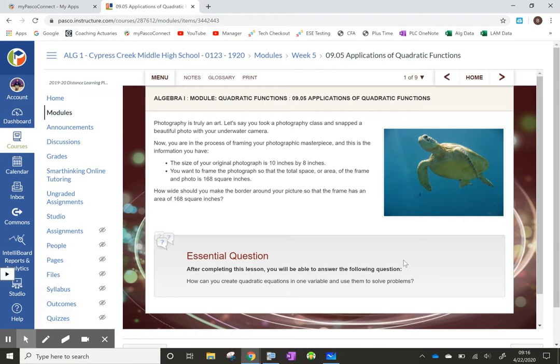So if you're good with the quadratic formula, if you're comfortable with it, then this won't be too much more difficult for you, because the quadratic formula is always going to be the quadratic formula. But we'll see how that applies to these applications, right?